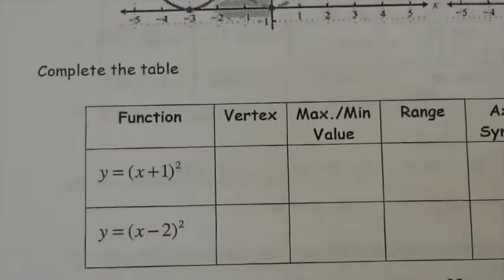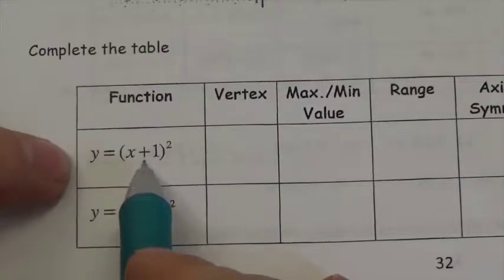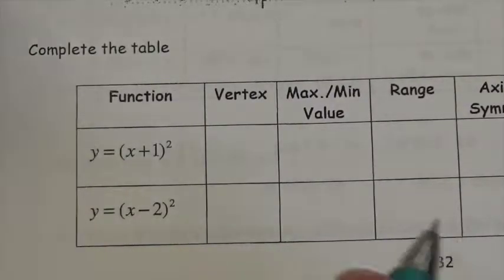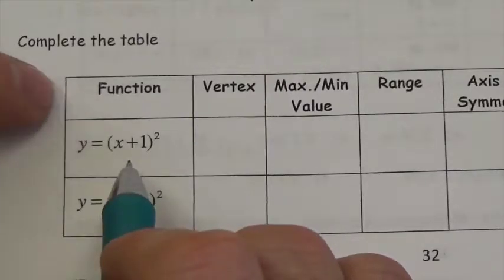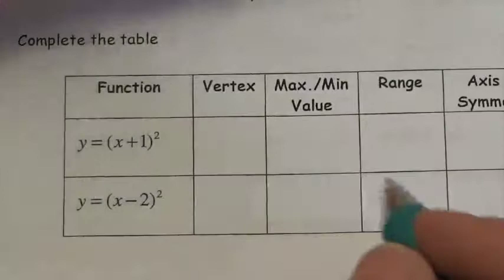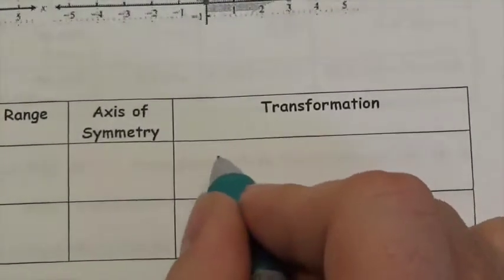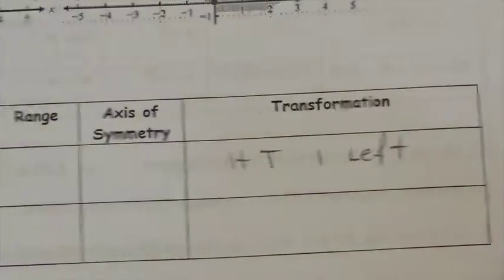So let's go down here and take a look at this table. We're going to fill this in here. I've got y is equal to x plus 1 squared, y is equal to x minus 2 squared. Well, let's talk about what's going on here first. In terms of transformation, this is a horizontal translation 1 unit to the left. So I'm asking for the translation over here. This is a horizontal translation 1 left.